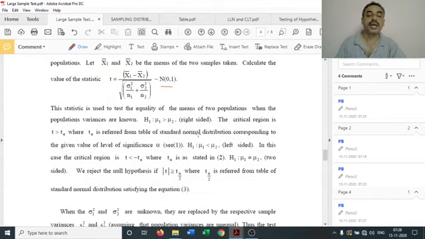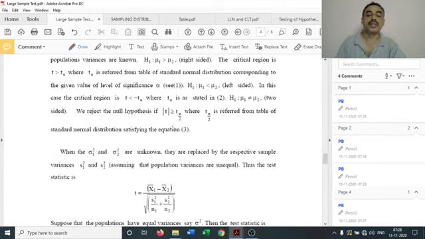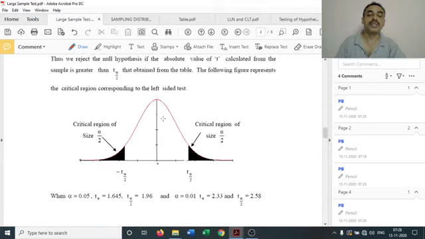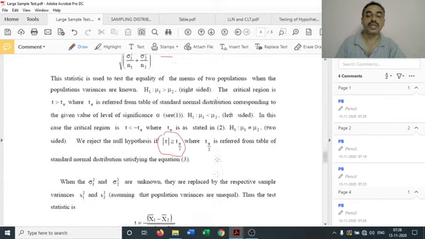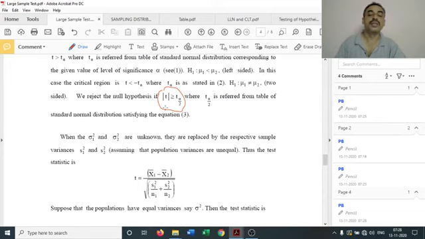mu1 greater than mu2, right sided, and here the critical region will be as before, t greater than t alpha. The left sided test will be mu1 less than mu2, and here the critical region will be t less than minus t alpha. For the two sided test the critical region will be either t less than or equal to minus t alpha by 2 or t greater than or equal to t alpha by 2, which can be combined together like modulus t greater than or equal to t alpha by 2. This will include both tails, that is t less than or equal to minus t alpha by 2 and t greater than or equal to t alpha by 2, and therefore in two-sided test the critical region is modulus t greater than or equal to t alpha by 2.